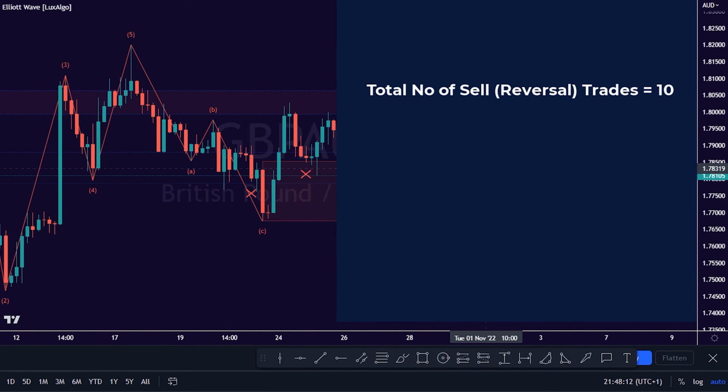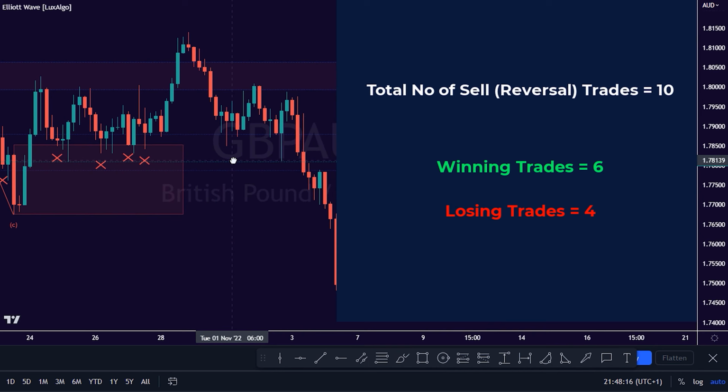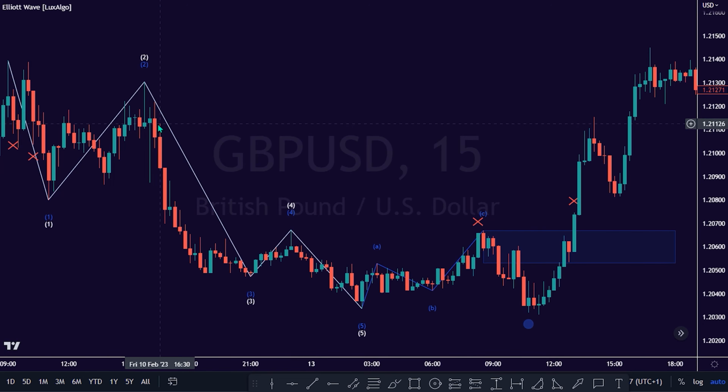Out of the 10 sell trade setups traded, I have 6 winning trades and 4 losses. Time to trade the reversal of a downtrend into an uptrend with the Elliott Wave LuxAlgo indicator. To detect a bearish trend reversal into an uptrend, wave 5 should have come to an end with the signal of weakness in bearish momentum.